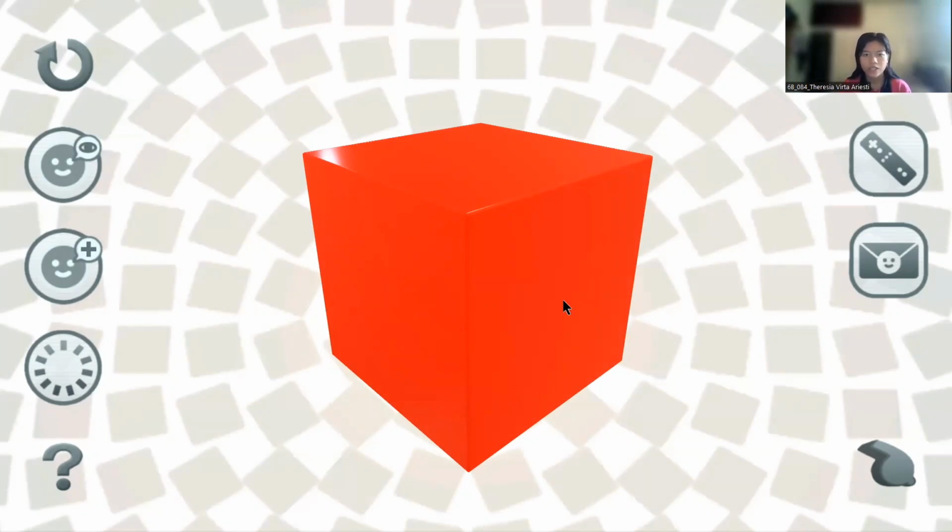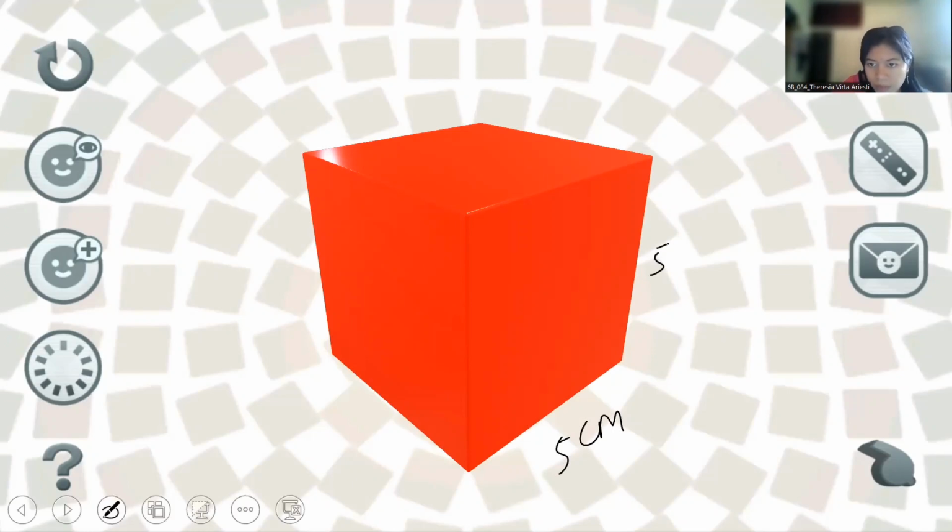So what is the characteristic you know about the cube? It has the same side length. It is one of the characteristics of the cube. So if I write the side in this area is 5 centimeters, of course the other sides are the same. All of the sides have 5 centimeters long.